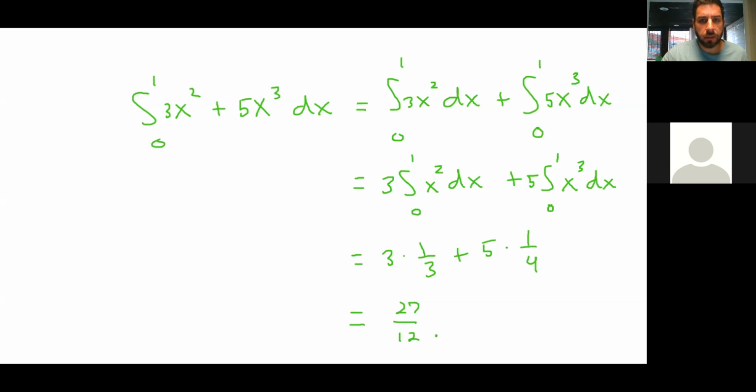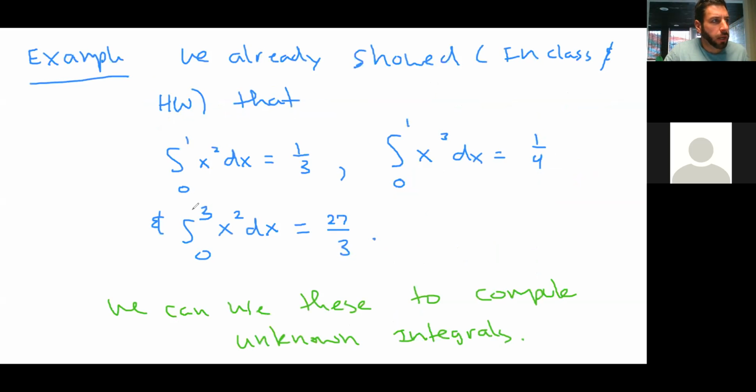Another exercise, or another, I was going to say exercise, but another derivation we might make. If we go back, so I know something about the integral from 0 to 3 and 0 to 1 of x squared, so I can make the following observation. Suppose I wanted to integrate from, say, 1 to 3 of x squared dx.